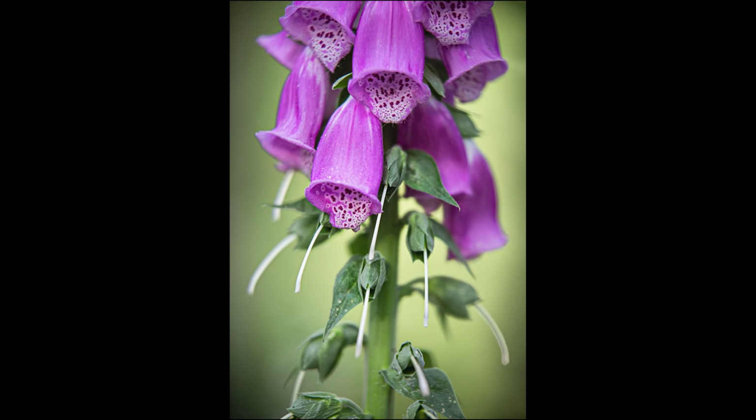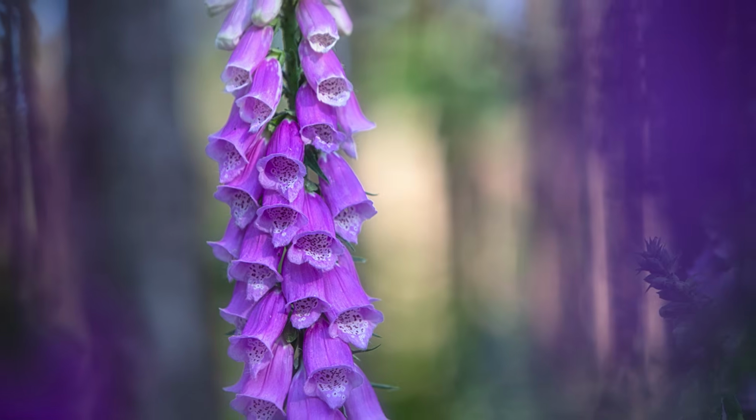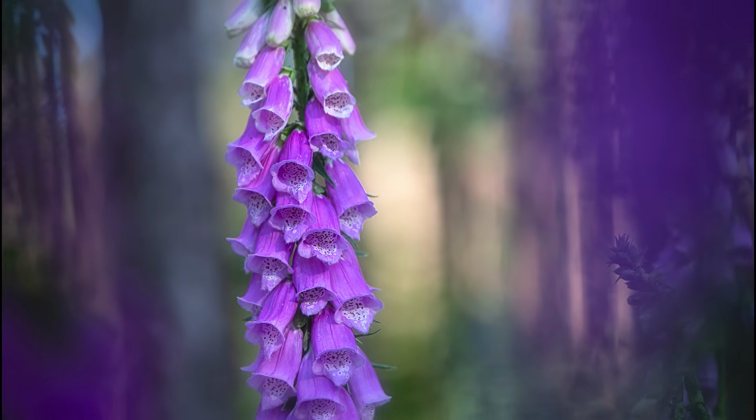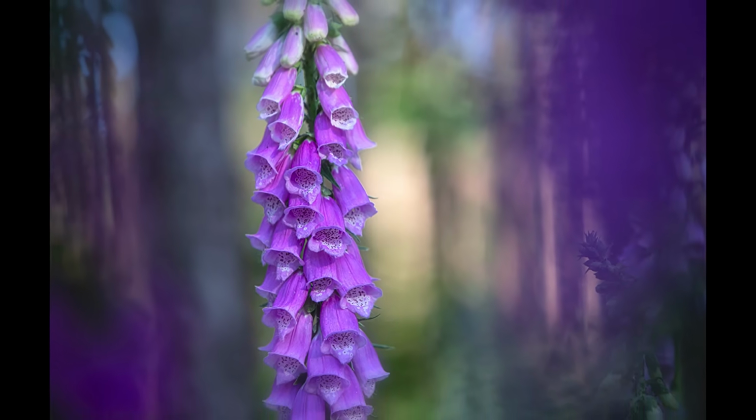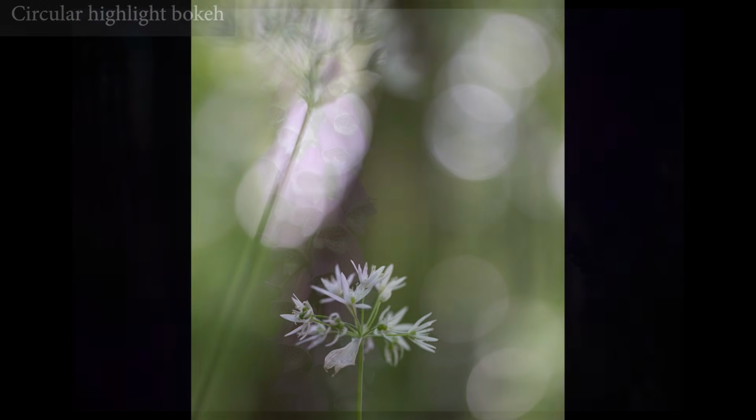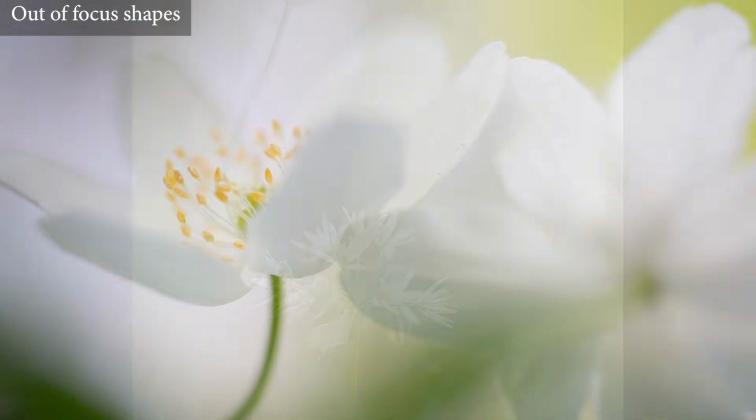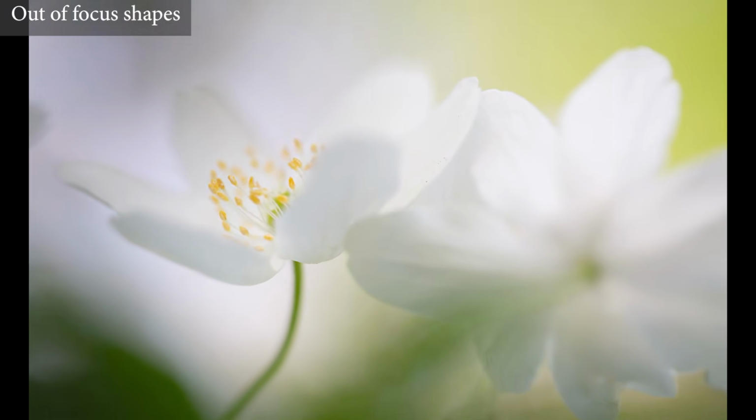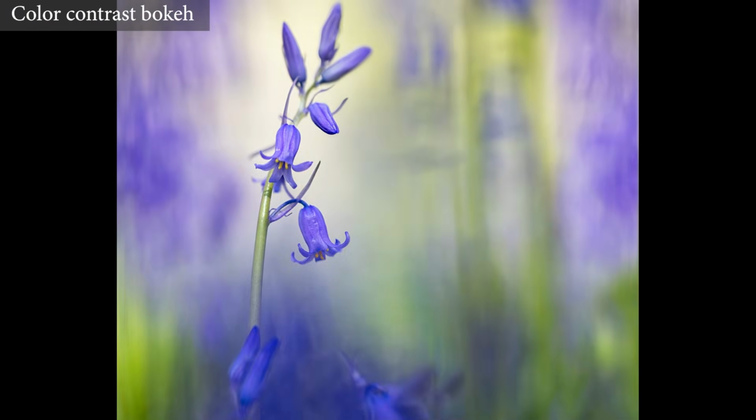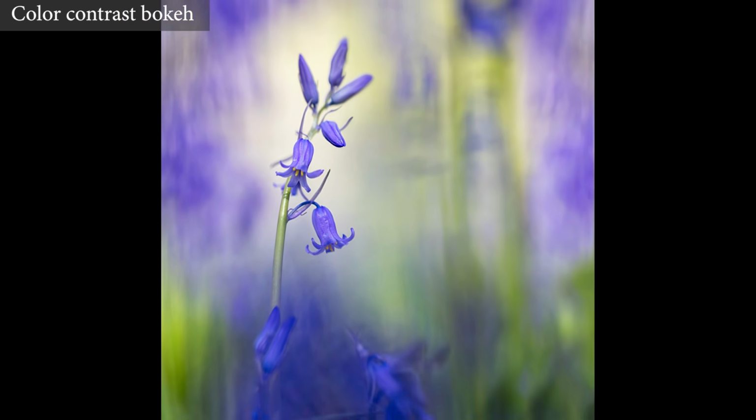In this, the background and foreground bokeh, or in other words, the out of focus areas, play a very important role. For me, there are three kinds of bokeh. You have the circular highlight bokeh, the out of focus shapes, and finally, the bokeh created by color contrasts.